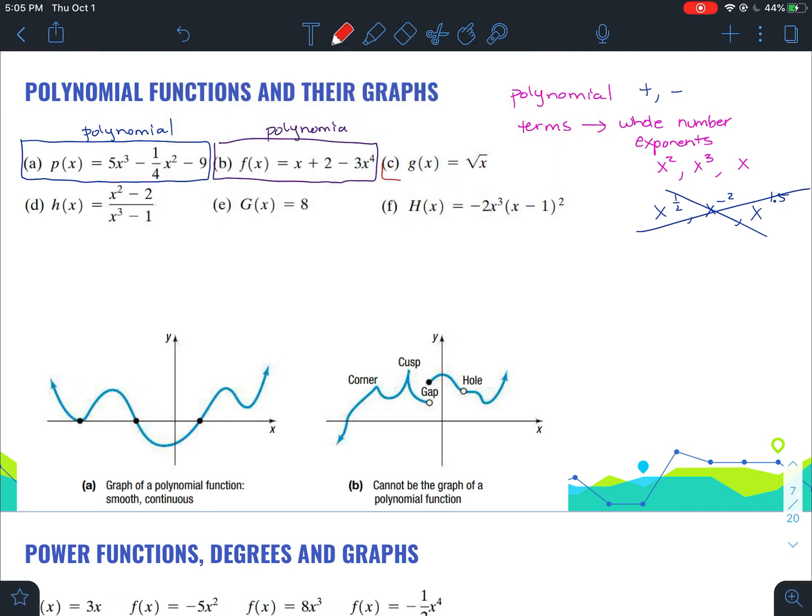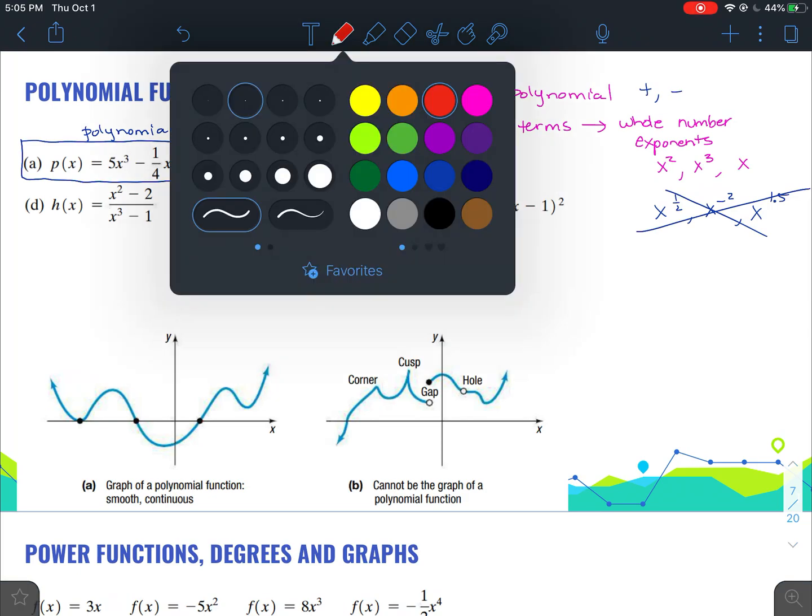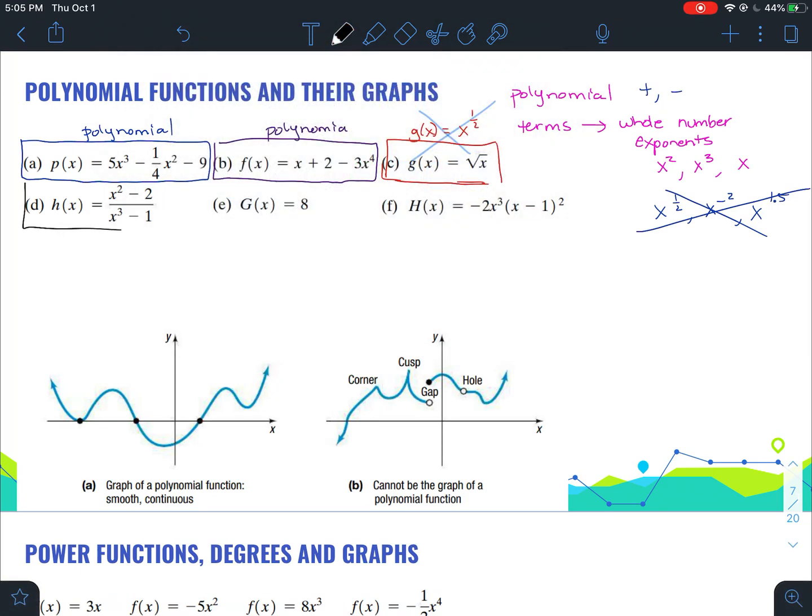If we look at the next one, g of x equals the square root of x. If you remember, the square root of x is the same thing as x to the 1/2 power. That's not a polynomial expression because the x has an exponent that's a fraction. Let's look at the next one, D, h of x equals x to the second minus 2 over x to the third minus 3. Remember, if you have an x expression in the denominator, that means it technically has a negative exponent, so this is not polynomial either.